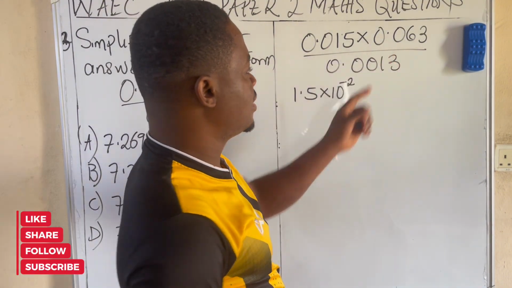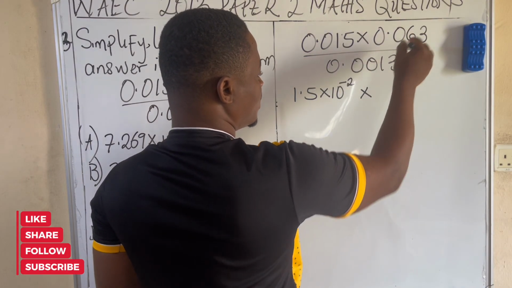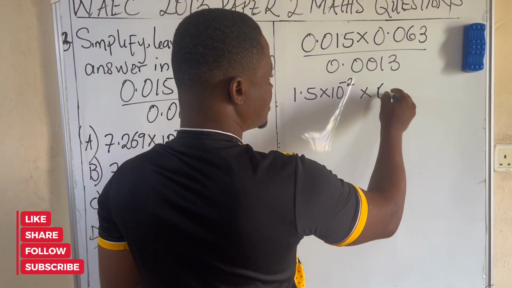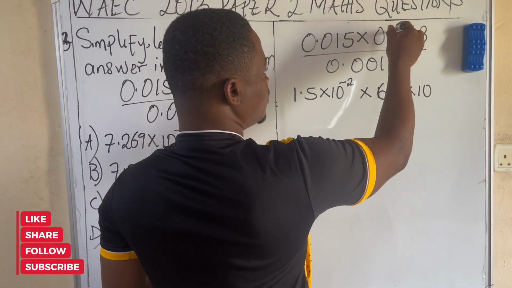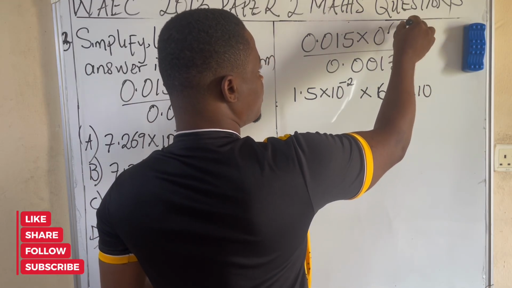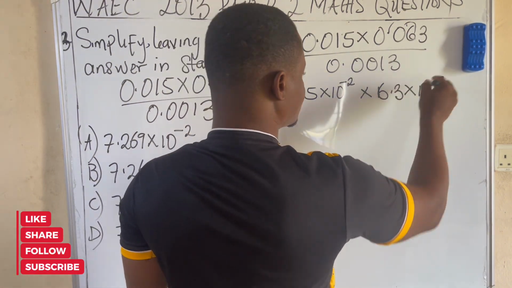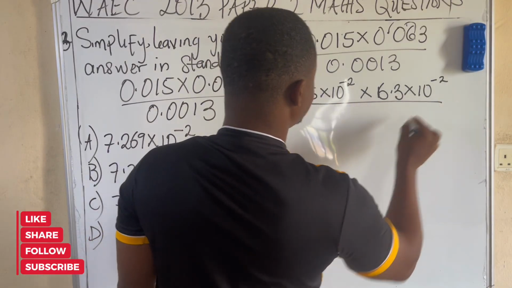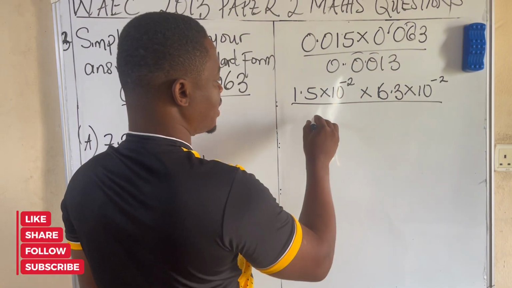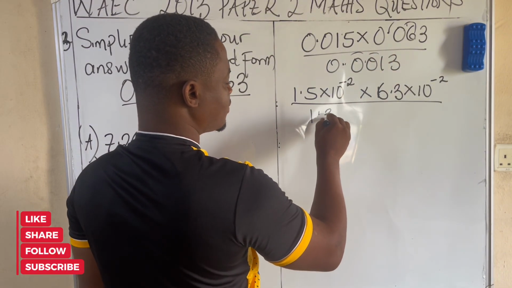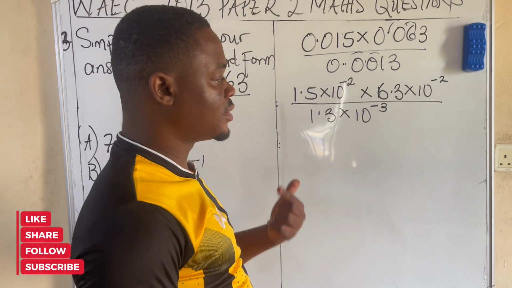The same thing is applicable here. You have times, move this point twice, you have 6.3 times 10 raised to power negative, because you move this point twice, you're going to say negative 2. So we have negative 2 divided by this point. Let's move it 3 times. 1, 2, 3. So we have 1.3 times 10 raised to power negative 3, because we moved the point 3 times.